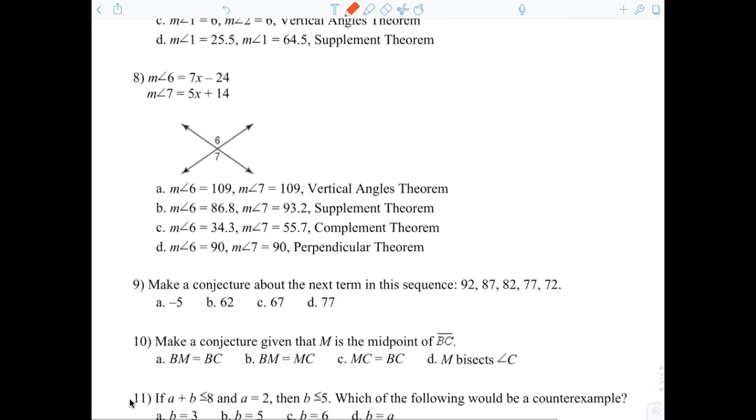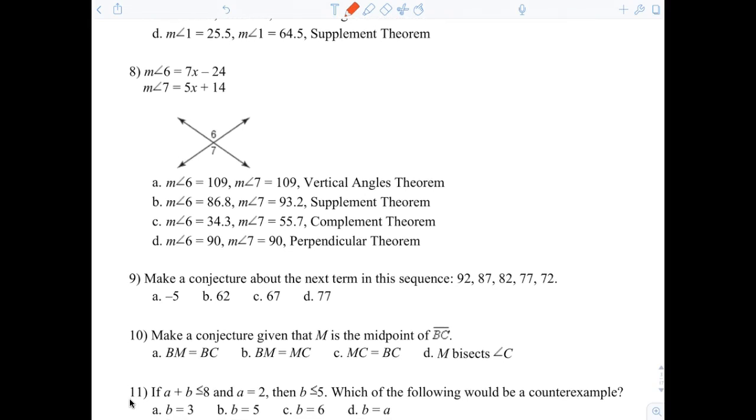All right. Now, question number 8. Those are called what type of angles? Those are called vertical angles, and vertical angles are what? Equal. So 7x minus 24 is equal to 5x plus 14. So we have 2x is equal to 38. So if we say x is 19, plug it back in.